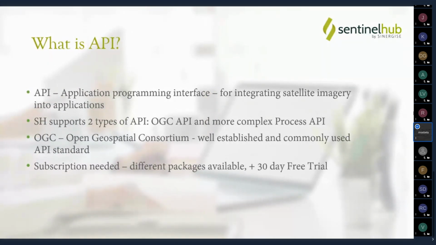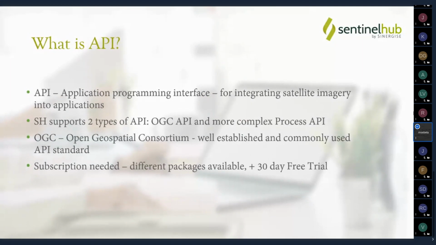Sentinel Hub supports two types of API. The first one is OGC API that we will be looking at today. And the other one is the Process API, which is a bit more complex. OGC means Open Geospatial Consortium and is a well-established and commonly used API standard. A lot of people use it, and it is a bit simpler to use, but it also allows for less development and fewer features. So this is why we also developed Process API, which we are going to be taking a look at in our next webinar.